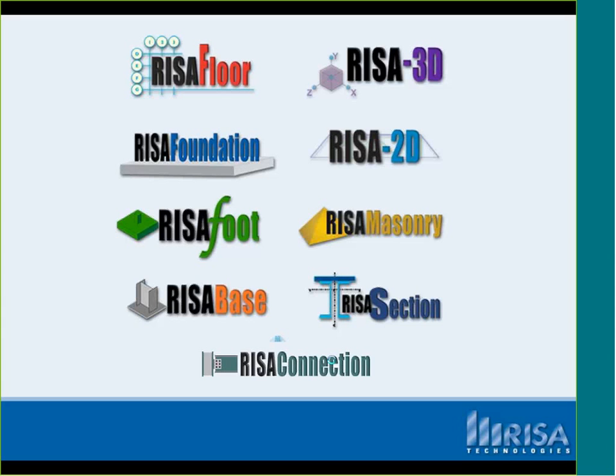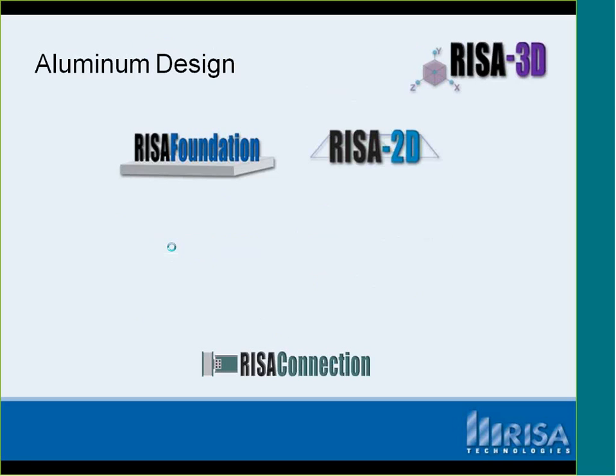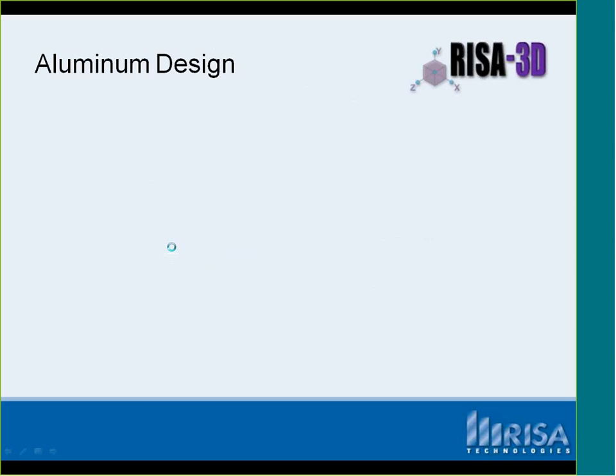We have RISA Foot, which does footing analysis and design. We have RISA Masonry for masonry walls. We have RISA Base, which does base plate design. RISA Section is a section properties calculator. And then we also have a brand new program called RISA Connection, which will do the design of steel connections. So today we'll be talking about aluminum design specifically in RISA 3D and how it was implemented in RISA 3D.